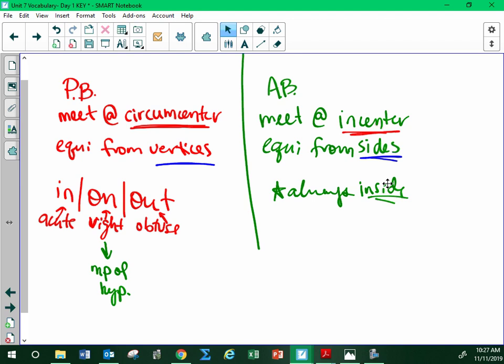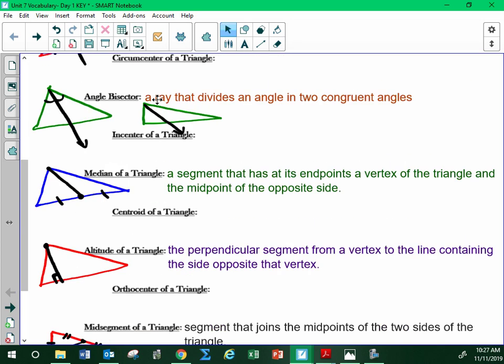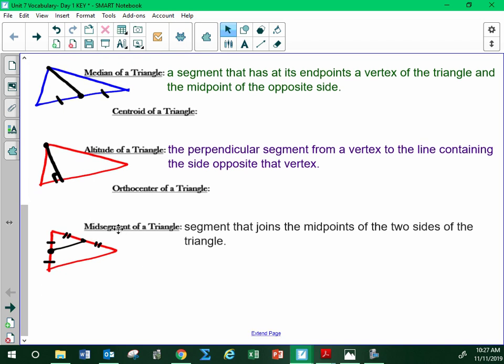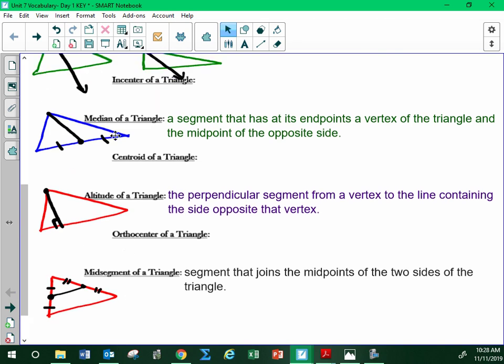Today, we're going to be talking about that bottom half of our vocab. Medians and altitudes. Now, we already talked about the midsegment. That was like day 1 or day 2. So, reminder, midsegment, this is what we talked about with our homework. It joins the midpoints. And our theorem said it's half the length of that third side and parallel to it. But today we are focused on medians and altitudes.